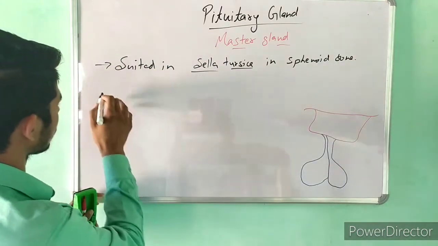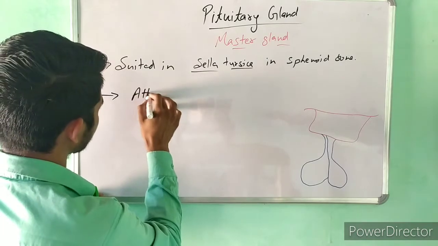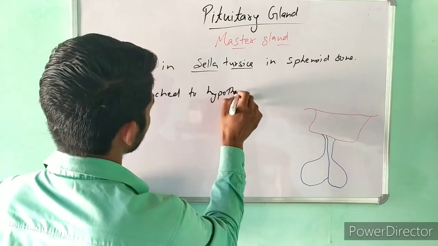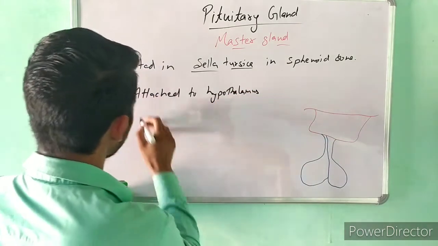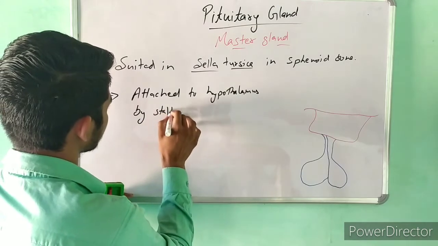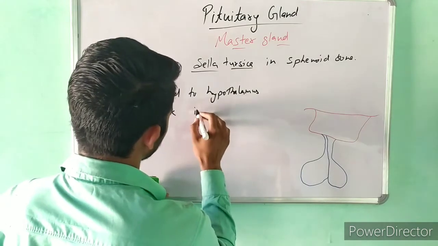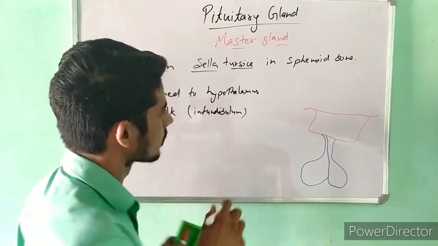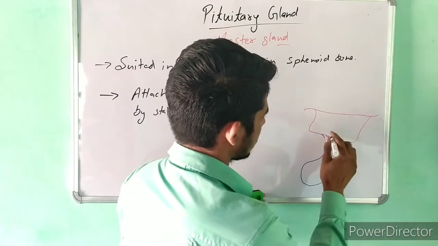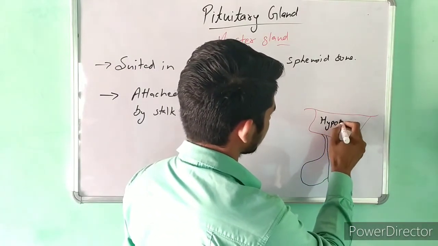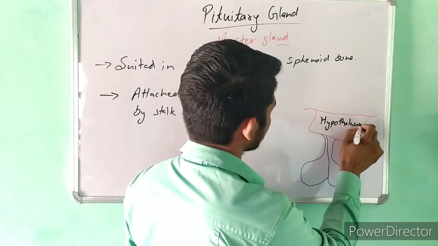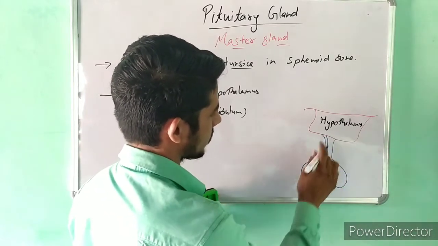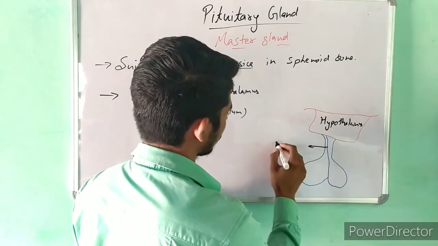And the pituitary gland is attached to the hypothalamus by a stalk. This stalk is called the infundibulum. So in this diagram, this is the hypothalamus and this is the pituitary gland, and the pituitary gland is attached to the hypothalamus by this stalk called the infundibulum.